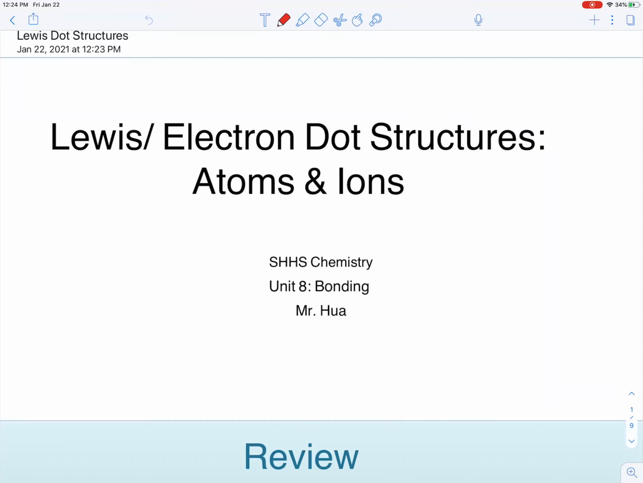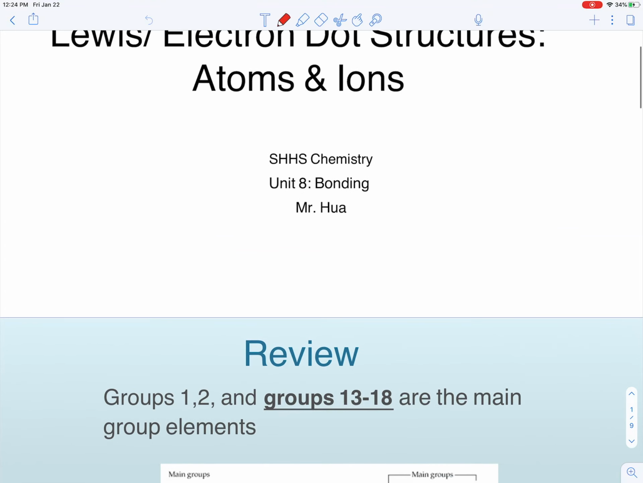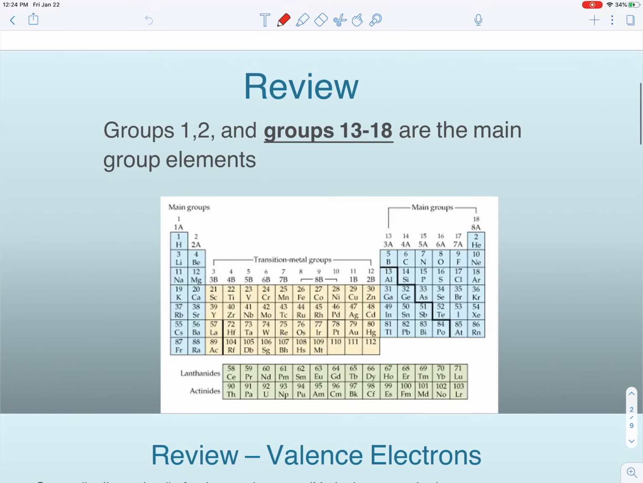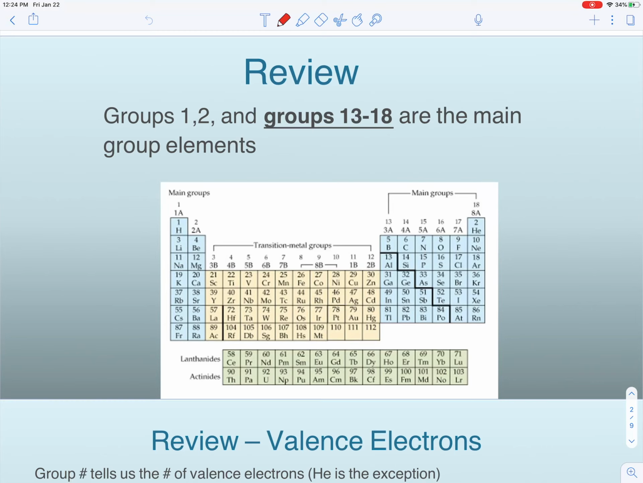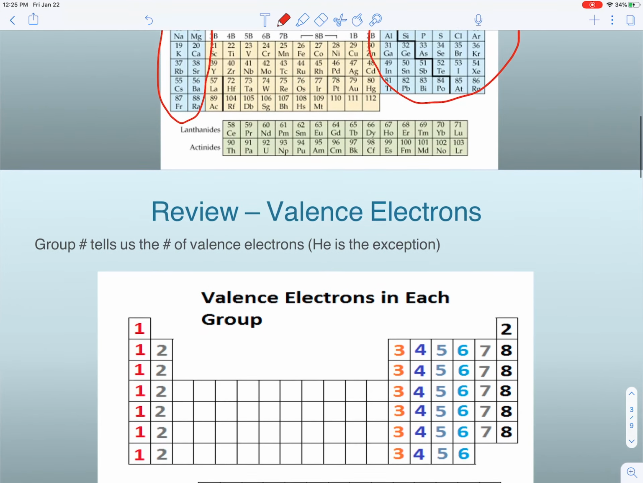Hi everyone, today we are going to be drawing Lewis structures or electron dot structures, sometimes known as electron dot diagrams. Just to review, we're going to focus on the main group elements, so that's these guys over here and these guys over here. These elements, we can easily predict the number of valence electrons that they have.